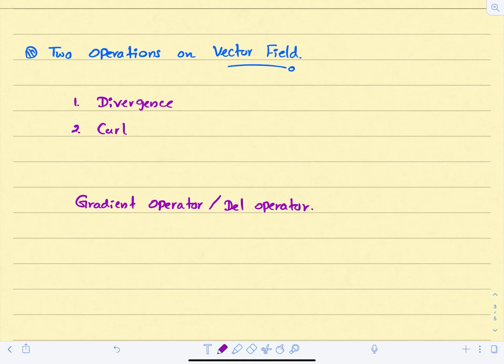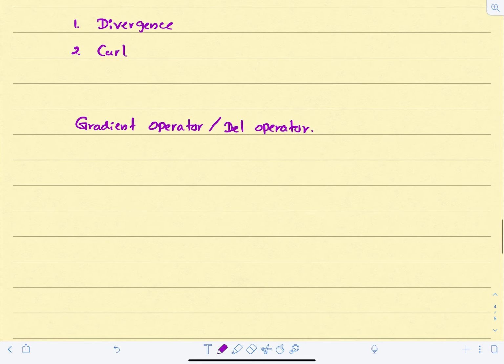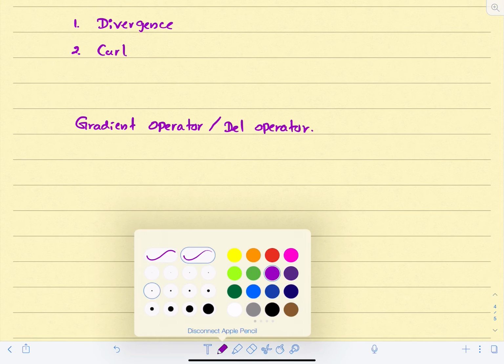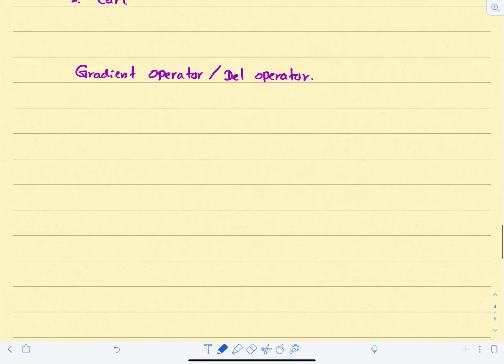Now we introduce two operations on vector fields. The first one is the divergence and the second operator is the curl. In both operations we use an operator called the gradient operator or del operator. Now in chapter 12 we talked about this gradient operator. It's a vector operator. We denote that operator using this nabla symbol.